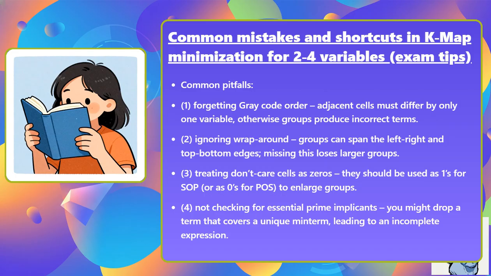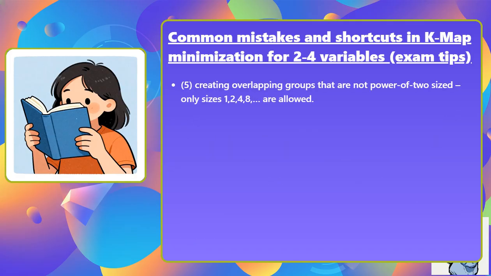4. Not checking for essential prime implicants. You might drop a term that covers a unique minterm, leading to an incomplete expression. 5. Creating overlapping groups that are not power of 2 sized. Only sizes 1, 2, 4, 8, and so on are allowed.